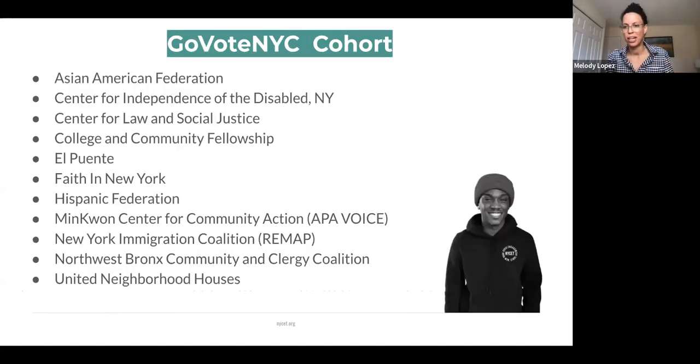Just a quick reminder of who the groups were that participated last year. I think it's an amazing, diverse set of organizations. From the perspective of the New York Civic Engagement Table, most of them were already table partners, folks we had a long-term relationship with. For us, this opportunity through GoVote was a chance to be introduced to the Center for Independence of the Disabled in New York, Center for Law and Social Justice, El Puente, and College and Community Fellowship, who were introduced to the table through this grant, which was a really wonderful opportunity.